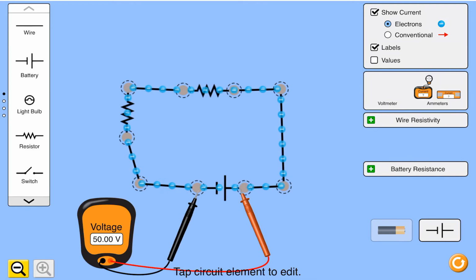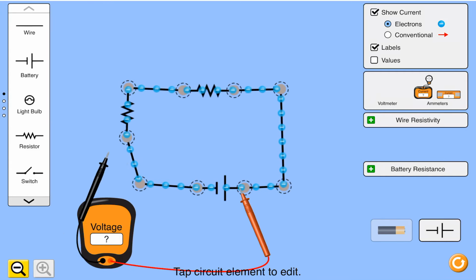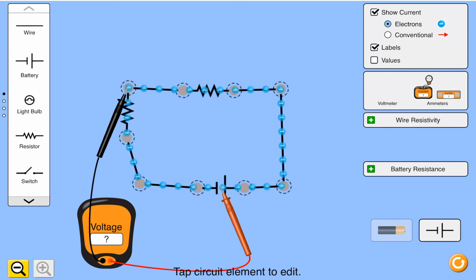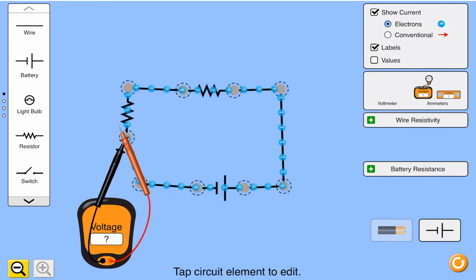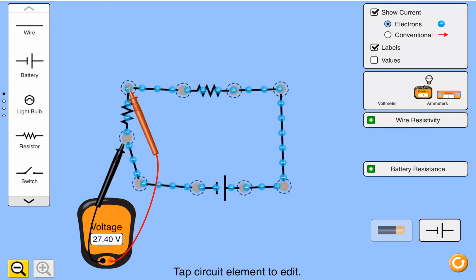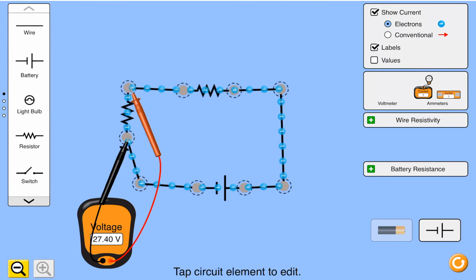If I hook it up here, it stands to reason it's going to read 50 volts, right? Because the voltage across my battery should be 50 volts. Now, if I bring it up here instead, on either side of this guy, what's weird is it's reading negative 27 volts, and we're not really going to get into why that's the case. If you want to rearrange it, you could do it that way, and it says 27.4. So, that would be reading the voltage dropped across just this device, from this side to that side, okay?